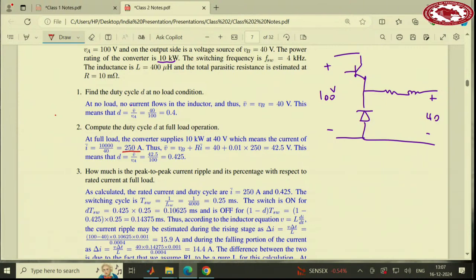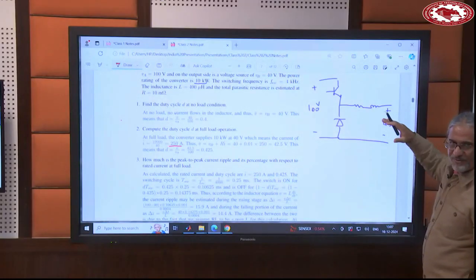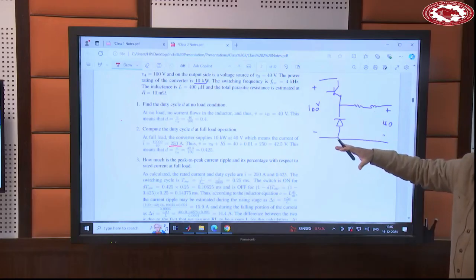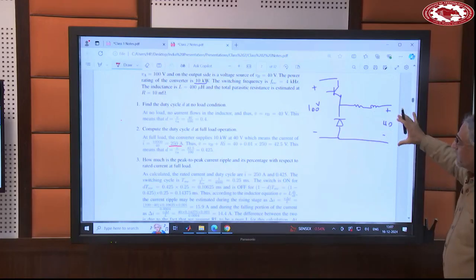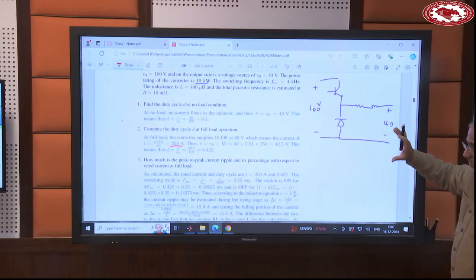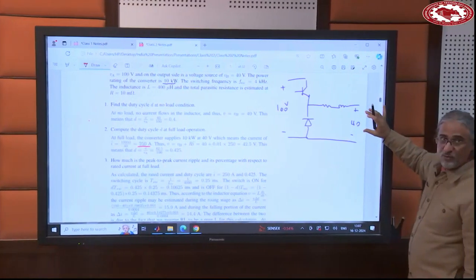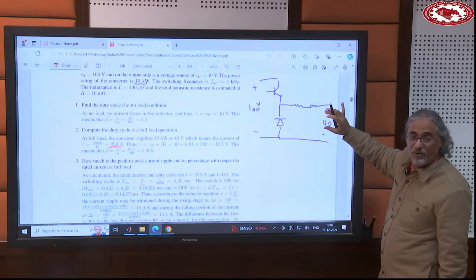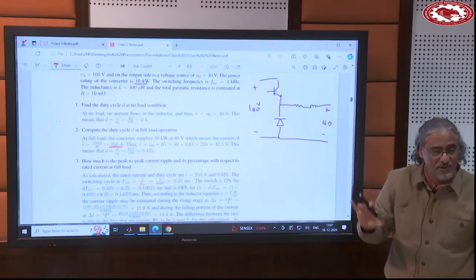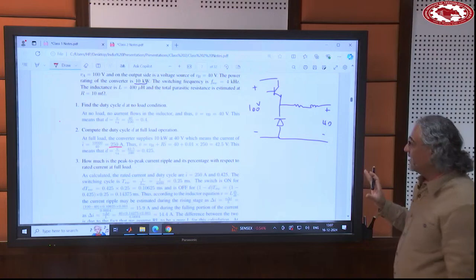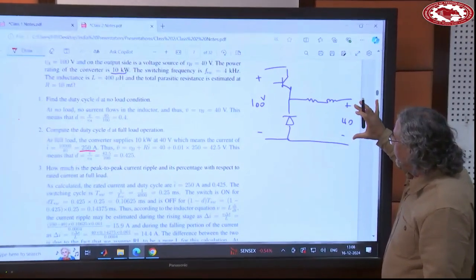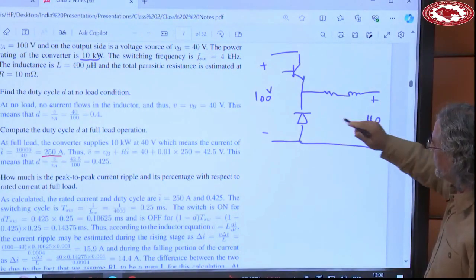Now you want a current of 250. See, this is a current control problem. It doesn't directly tell you, but it says I want to transfer 10 kilowatt at 40 volts. So that's how much current? 250. So I want to have 250 amperes current. It's a current control, right? So current is 250. If I want to have 250 current and here is 40, how much is the voltage here?